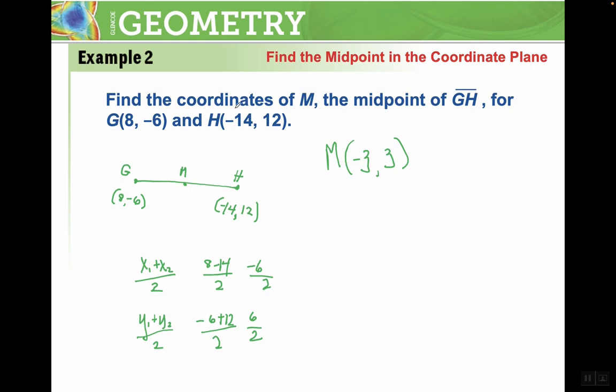Now, if you wanted to draw these out on a coordinate plane, you sure could. And then if you look at where negative 3, 3 is, as long as you drew it out correctly, it will look like the very middle of the line because it is equidistant from either of the endpoints.